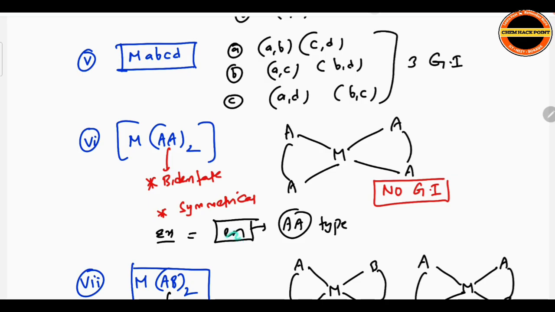Here in AA, both the donor atoms are the same. For example, take ethylene diamine, which is AA type. You already studied the ethylene diamine structure. Ethylene diamine has both donor atoms nitrogen, NH2, NH2. For such a type of ligand, if I write like this, only one arrangement is possible. Even if you shift AA, you will get the same structure, no GI for this.